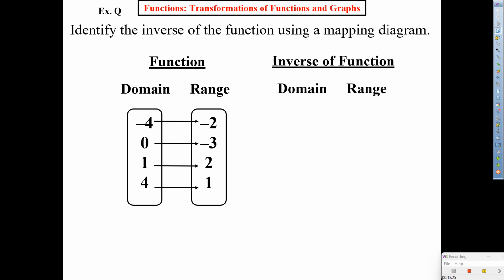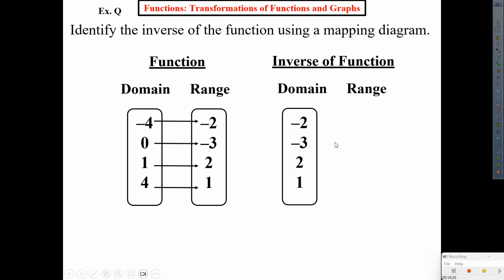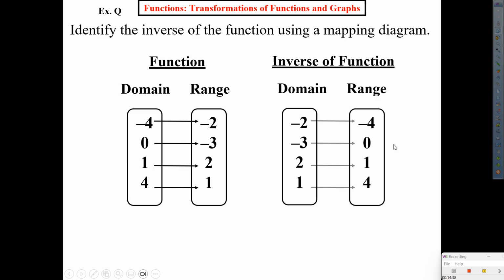Ooh, from the corner. Have you heard that? What did he say, Mario? What did he say the domain was of the inverse from over here? Which numbers? The range, that is correct. So let's see. Therefore, if this is the new domain, tell your neighbor what we're going to write for the range of the inverse. Everyone? The original domain, yes? There you go. Copy that, please.